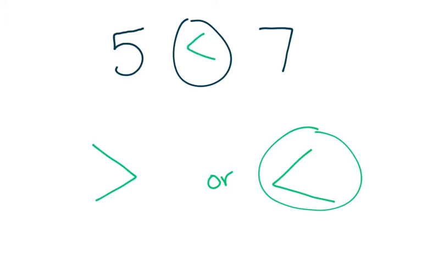That's what's going to go in the blank here. So go ahead and take a second and think which symbol belongs in the blank. Is it this one or this one? The correct answer is going to be this one. This is the less than symbol. 5 is less than 7.